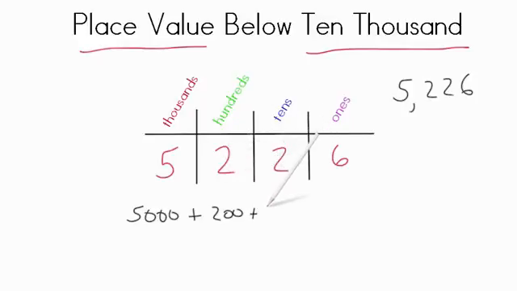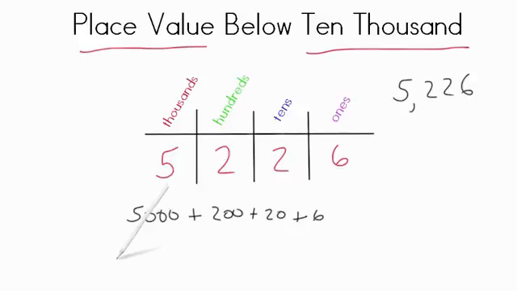Now 2 tens is the same as 20. 10 plus 10 plus 6 ones. So the number 5,226 could be written out as 5,000 plus 200 plus 20 plus 6.